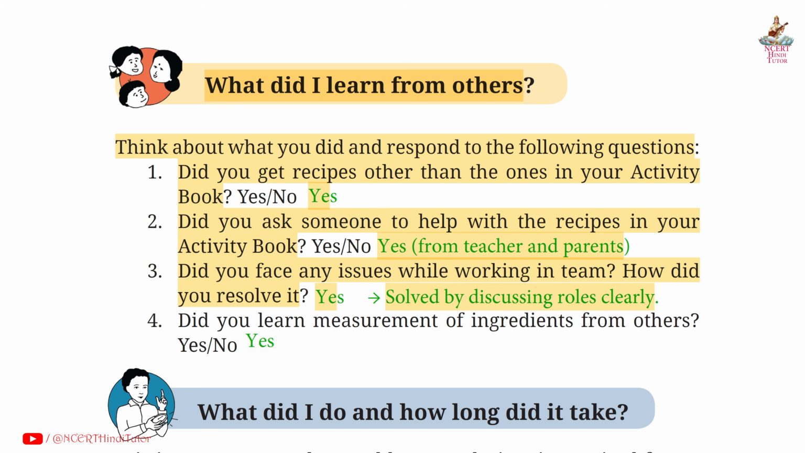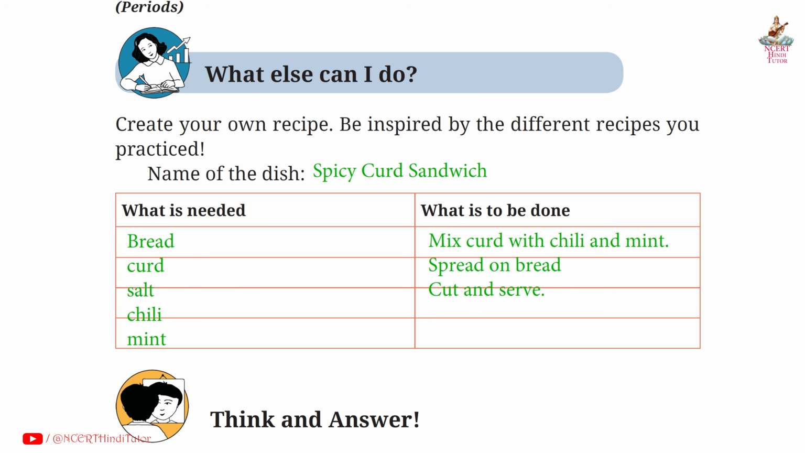Question 4. Did you learn measurement of ingredients from others? Answer: Yes. What else can I do? Create your own recipe. Be inspired by the different recipes you practiced. Name of the dish: spicy curd sandwich. What is needed: bread, curd, salt, chili, mint. What is to be done: mix curd with chili and mint, spread on bread, cut and serve.